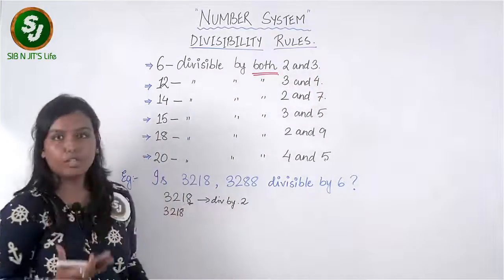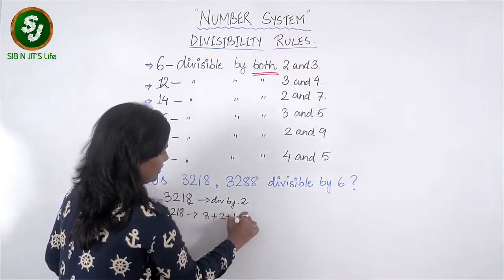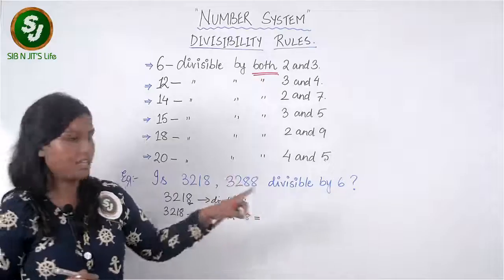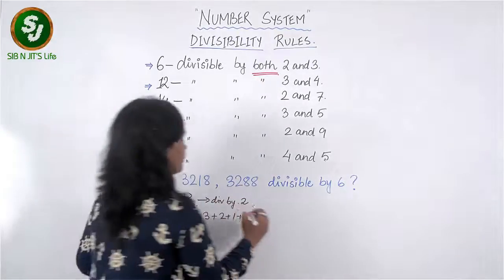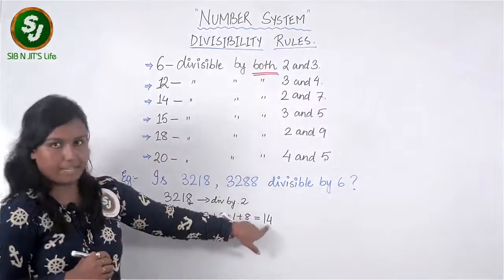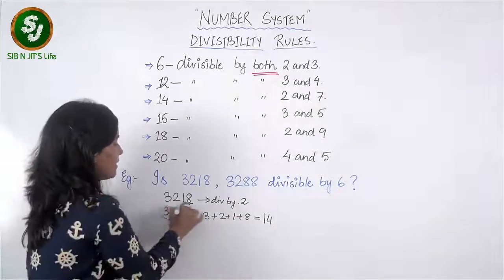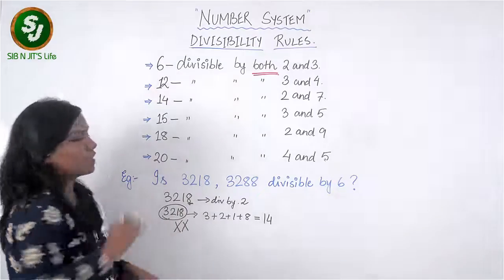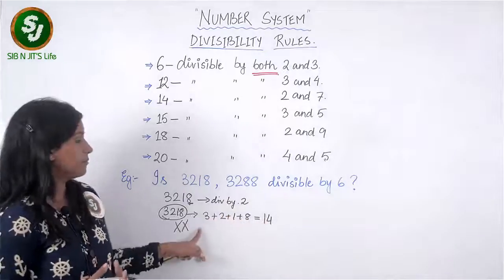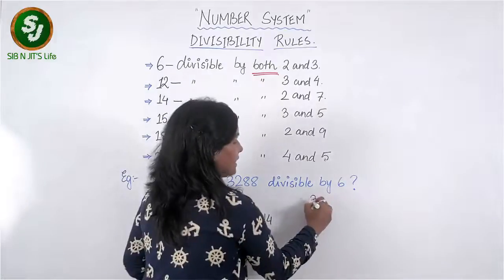3218. What was the rule for divisibility of 3? That the sum of all the individual digits must be divisible by 3. So what is the sum of these digits? 14, correct? So 14, is it divisible by 3? No. That means this entire number is not divisible by 6, because it is divisible by 2 but not by 3. Okay, let's check the other example, that is 3288.